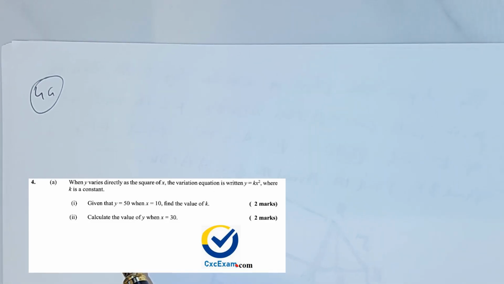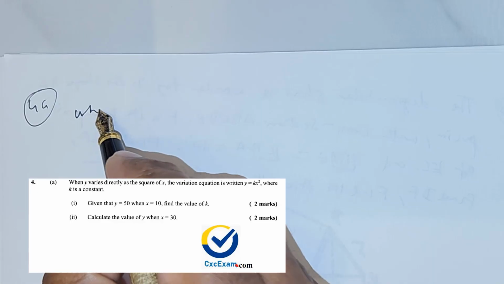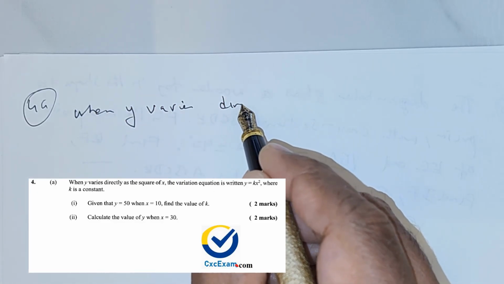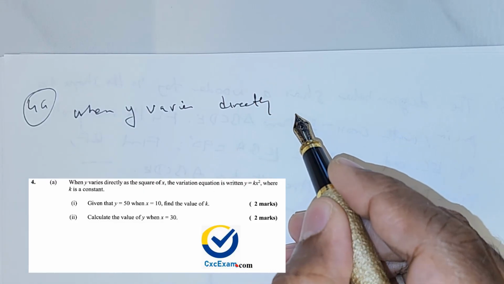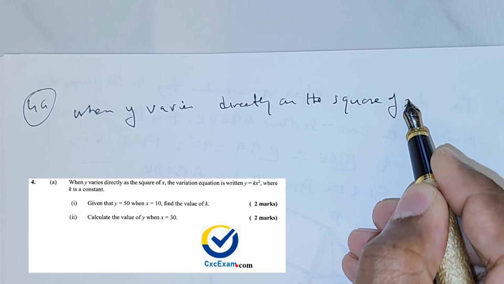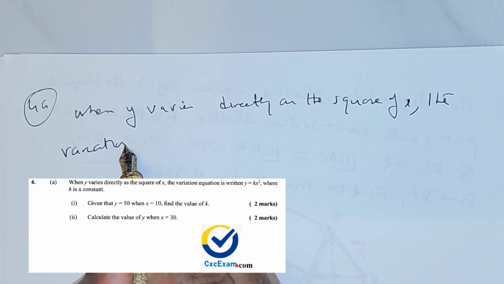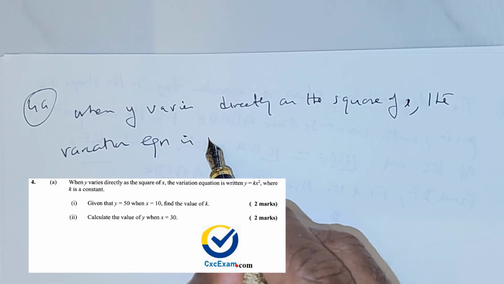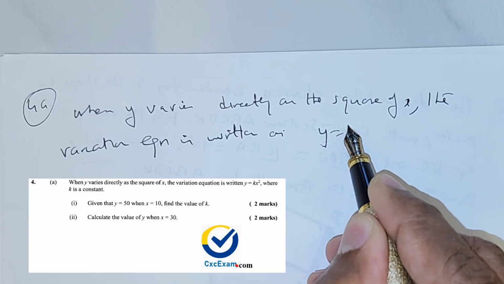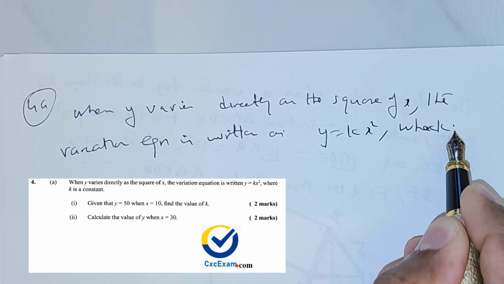Okay, so this is question 4a. When y varies directly as the square of x, the variation equation is written as y is equal to kx squared, where k is constant.